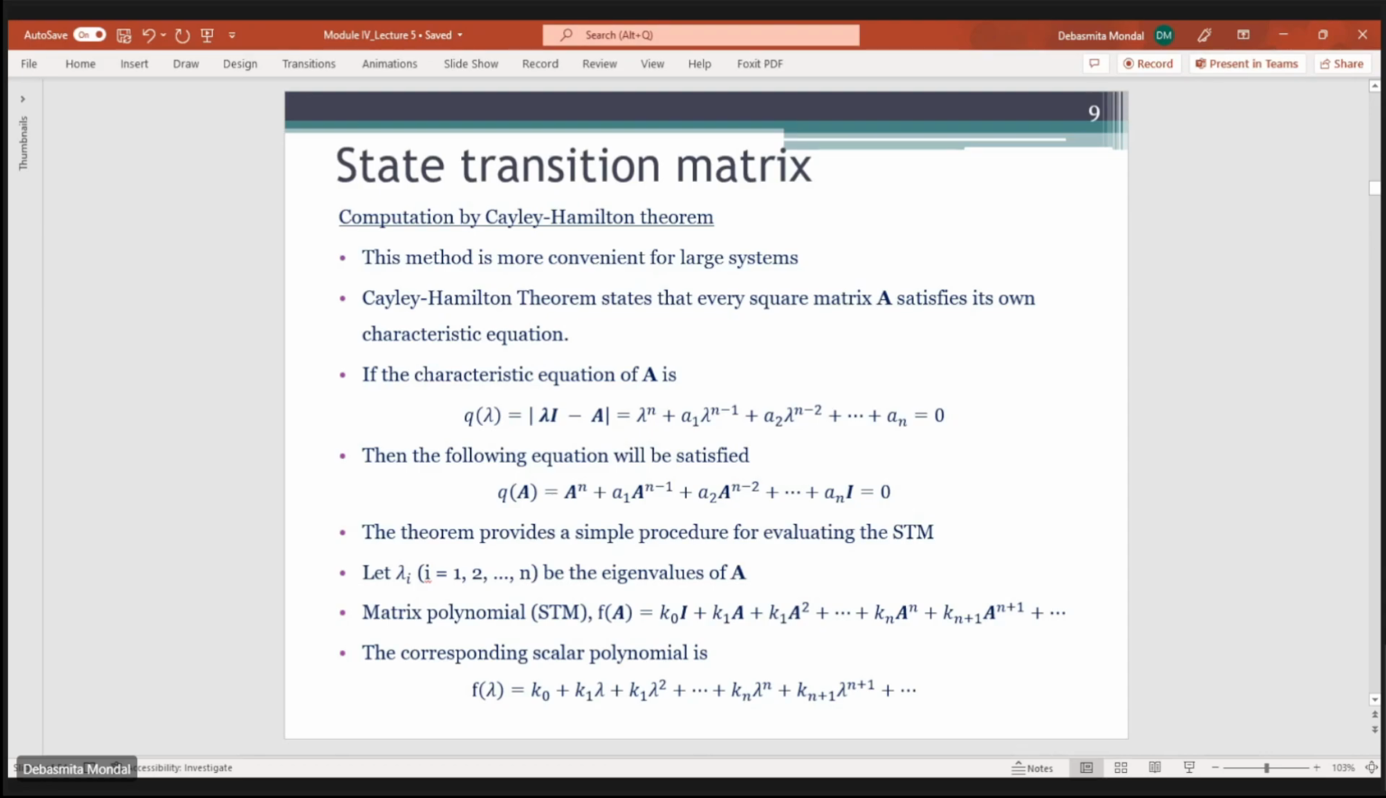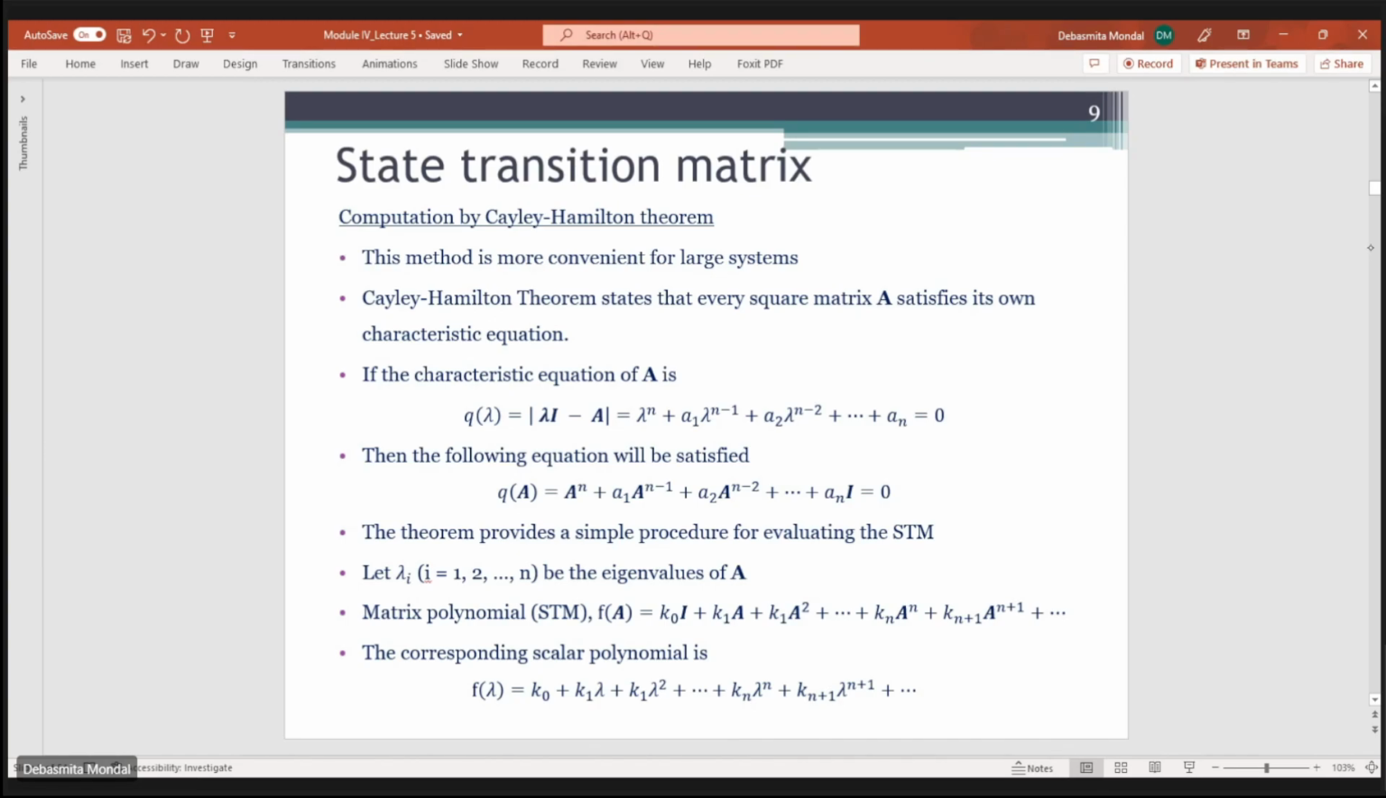We will not go into the proof of how this comes about; you just remember that this is what the theorem states. It actually provides a very simple procedure for evaluating the state transition matrix for a larger system. Now if you have this matrix, you can find out its eigenvalues. Once you find the eigenvalues of this matrix A, let us say that these eigenvalues are lambda 1, lambda 2 till lambda n.